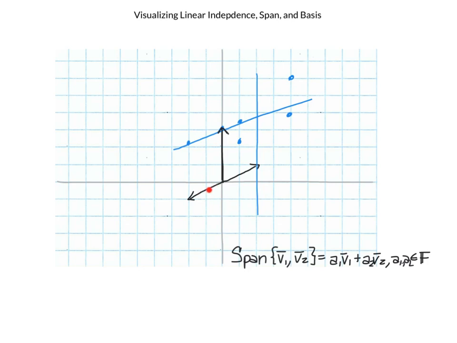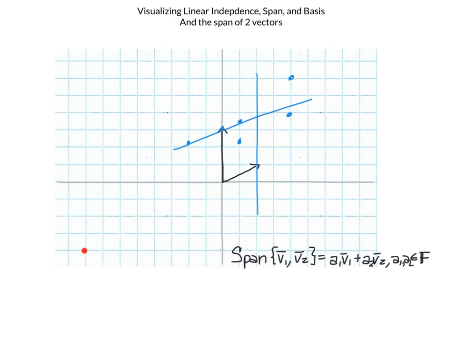And remember when we had our negative a1 but our positive a2, what we get is something in this quadrant over here. We got this point over here. So the negative a1, the positive a2 will give you everything in the second quadrant of R2. And now you can imagine scaling v1 with something negative, scaling v2 with something negative. You're going to get the third quadrant. And then scaling v1 positive, but v2 negative, you'll get the fourth quadrant.